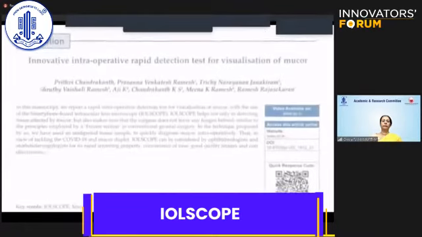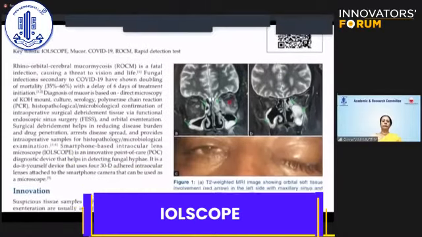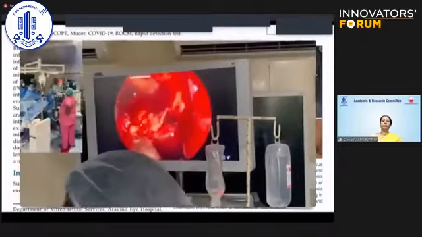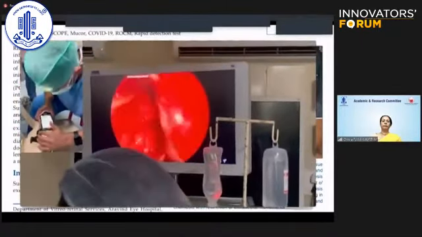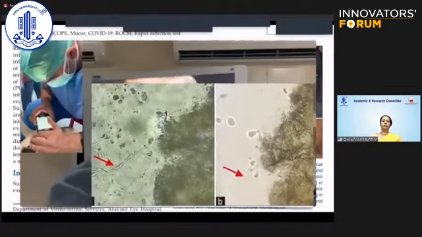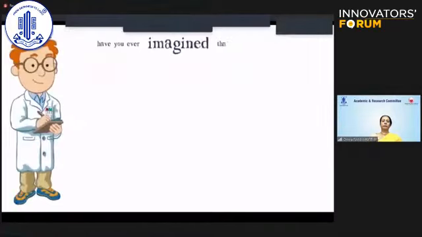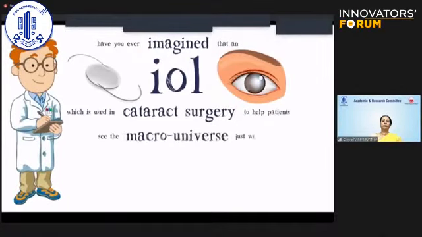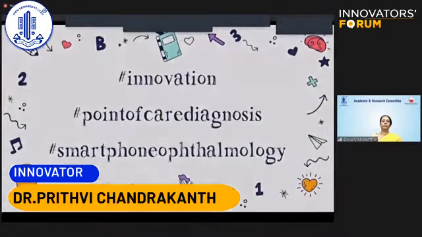We also published an article in the Indian Journal of Ophthalmology in which the IOLSCOPE was used intraoperatively in a case of rhino-orbital cerebral mucormycosis to detect mucor hyphae during a FES procedure to determine clear edge for surgical debridement. These are the comparative images. Have you ever imagined that an IOL, which is used for cataract surgery to help patients see the macro universe, with a small tweak can be used by anyone to see the micro universe? Thank you.